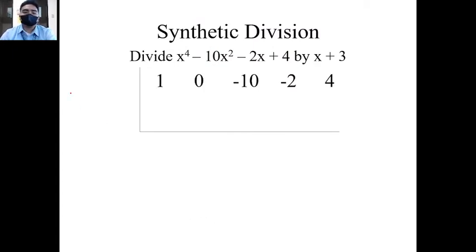So what is our divisor? We're going to put x plus 3. Of course, we are not going to put x plus 3 as it is.